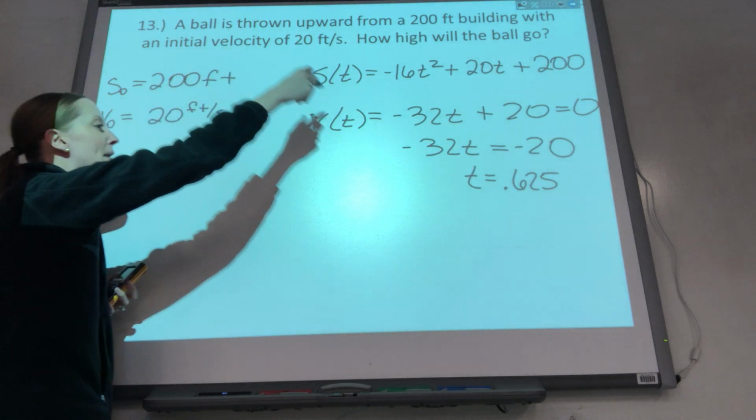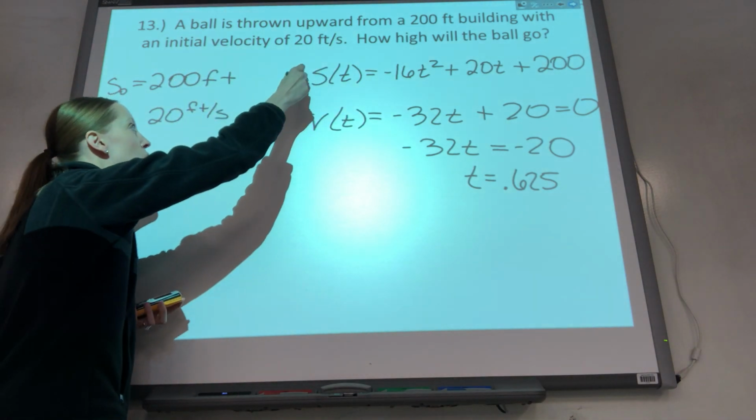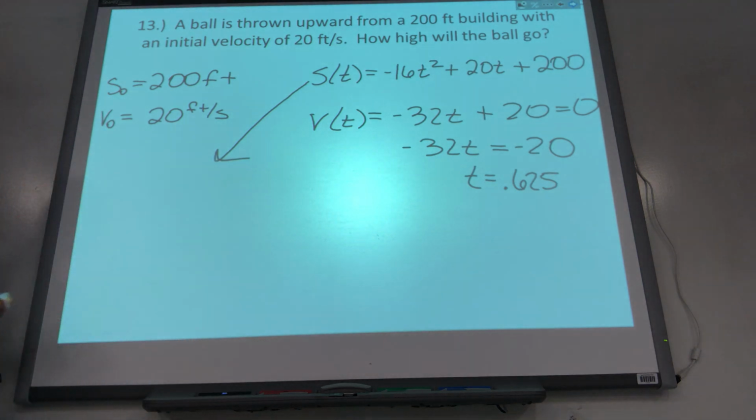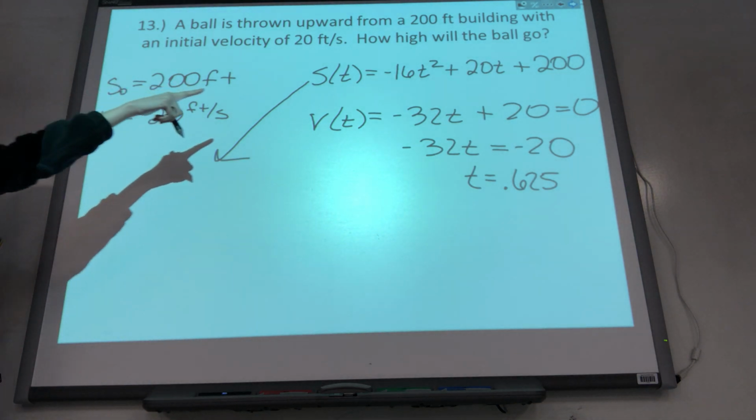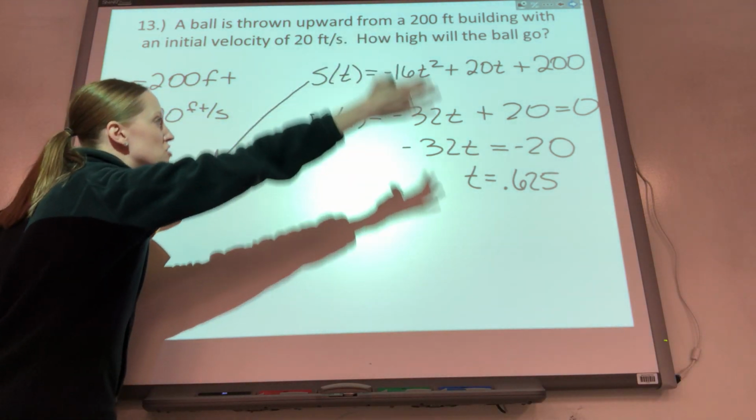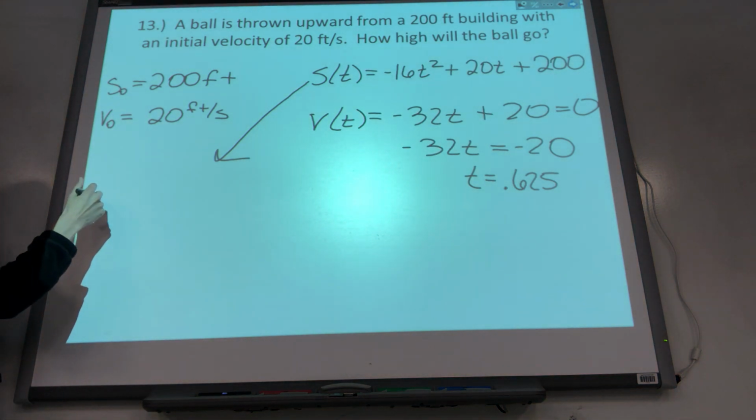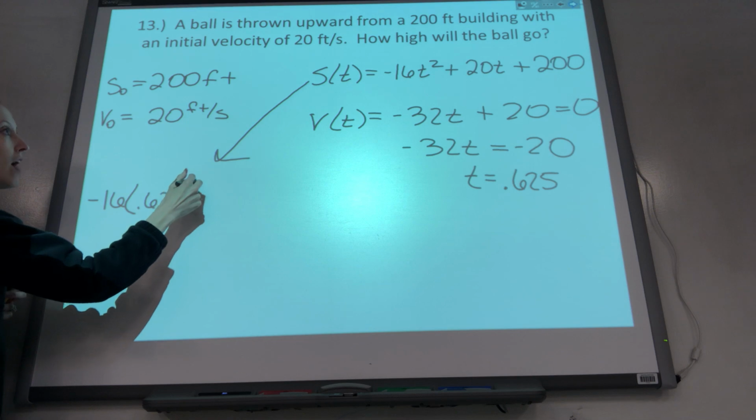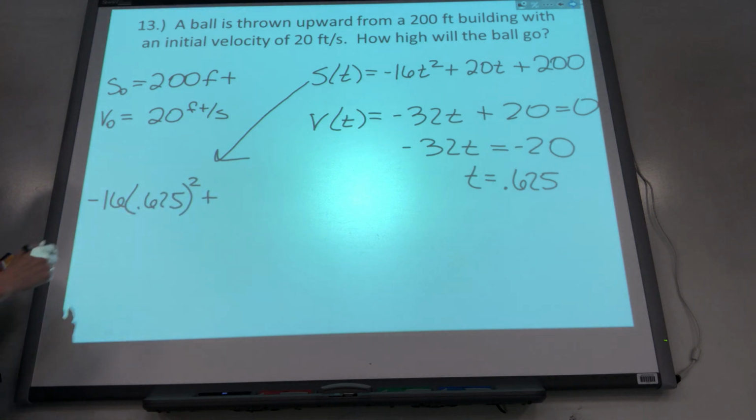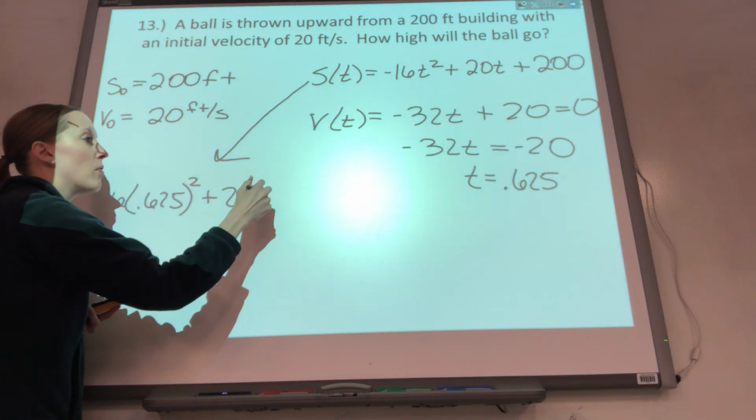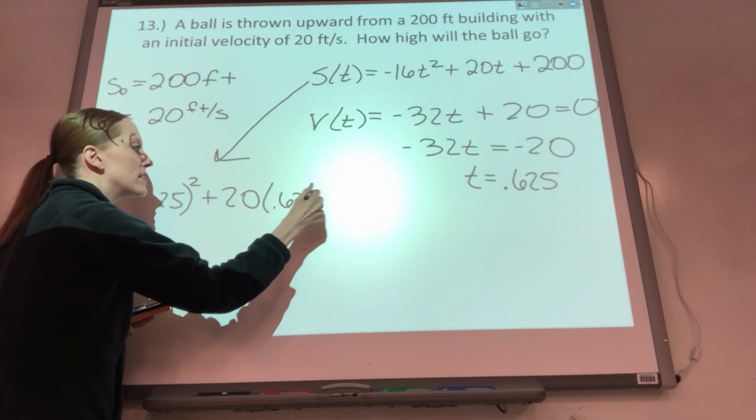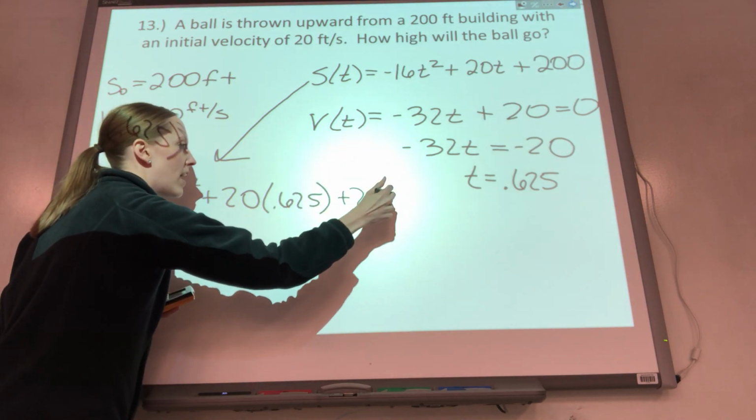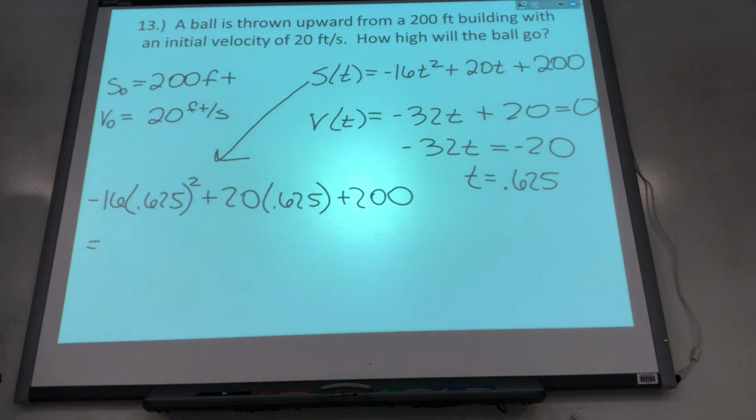We don't really care about how many seconds it takes. We want to know how high it will go. So take that, basically just that right-hand side, and everywhere you see t, plug in 0.625. So plus 20 times 0.625 plus 200. I'm going to try and type it all in at once.